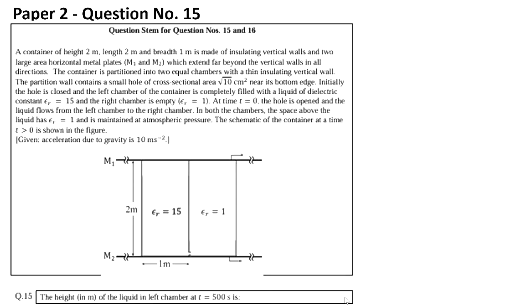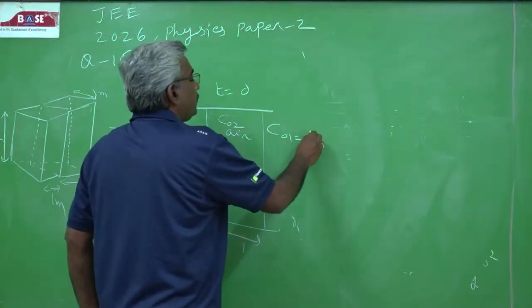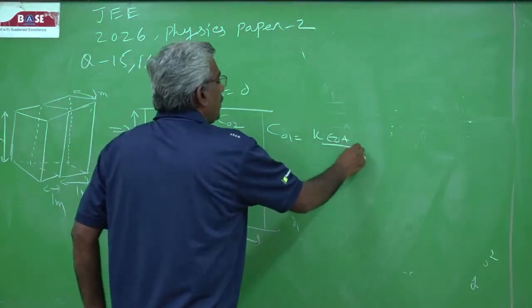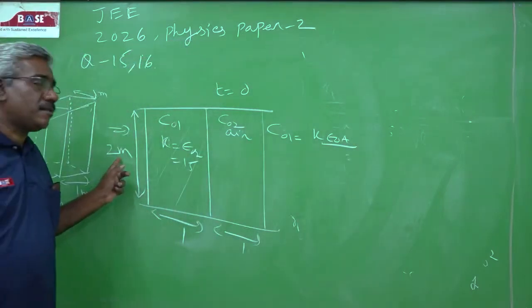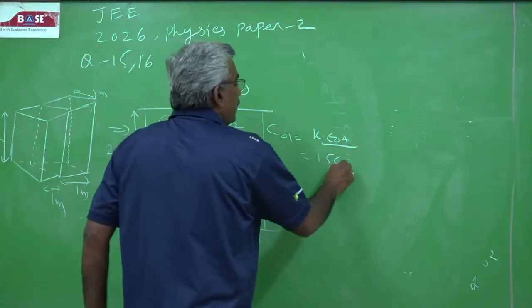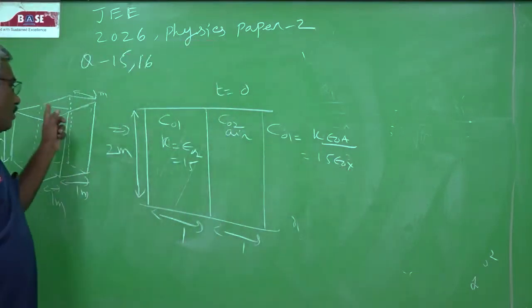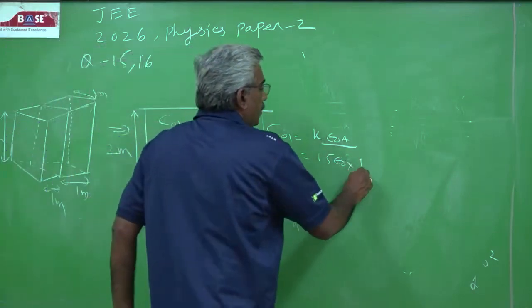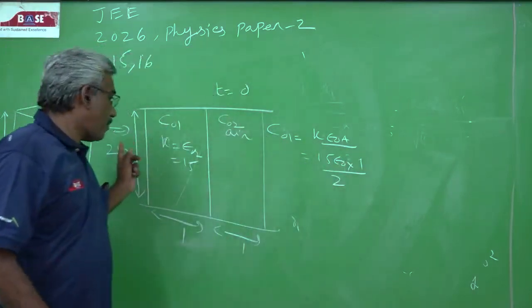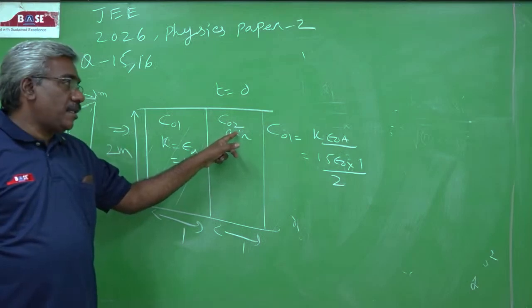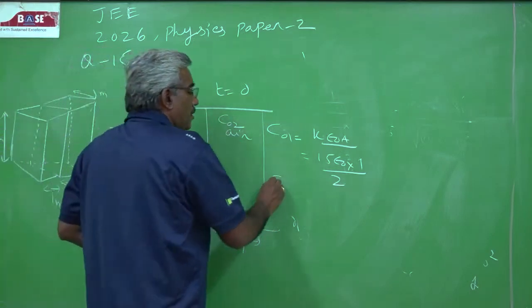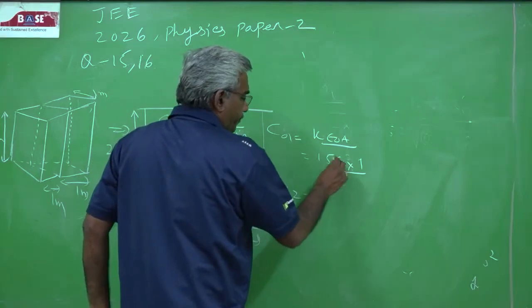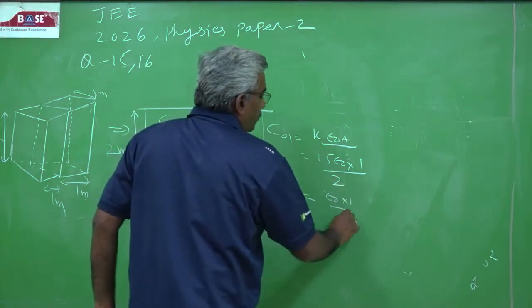So first capacitor, I will call this C01, and this C02, the initial capacitances. C01 is equal to K epsilon naught A by D, where you have to take 2 meters. So this is 15 epsilon naught, area 1 into 1, divided by 2 meters. This is the air capacitor initially at t equal to 0. C02 is equal to epsilon naught into 1 by 2.